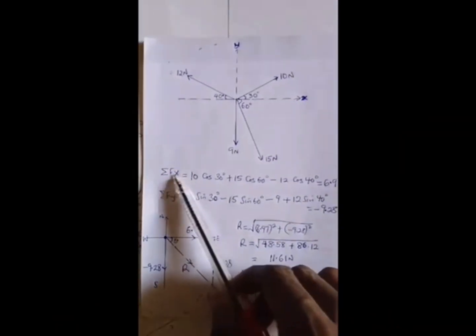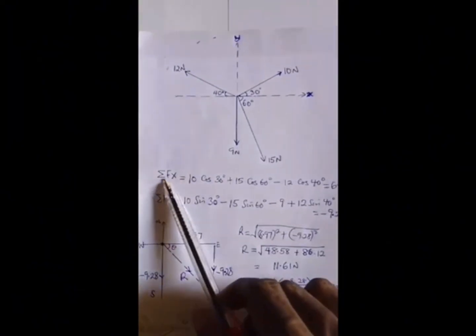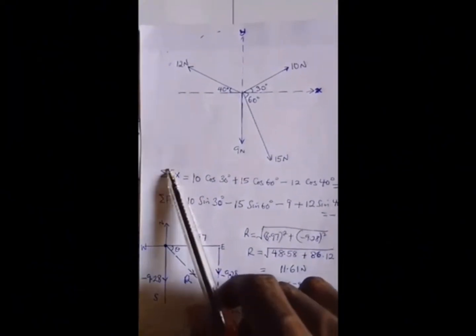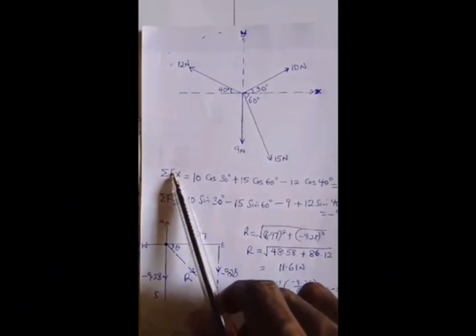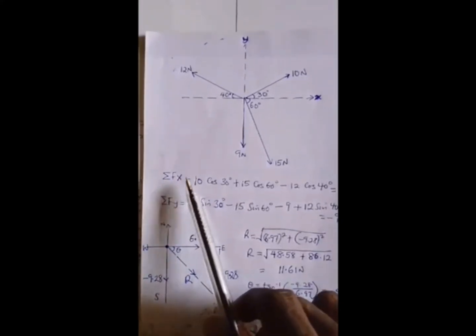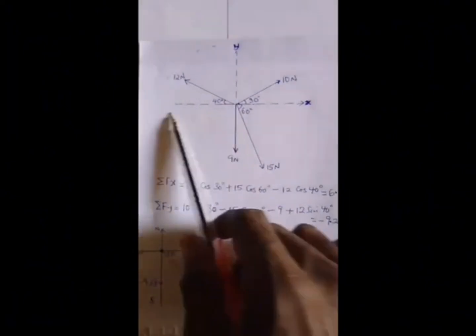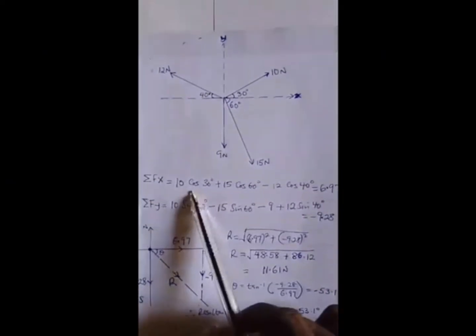All right, so let's get the sum of forces in the horizontal direction. So this symbol means summation. That looks like an E. Summation of the forces in the x direction. That's the horizontal direction. So summation of forces is basically the sum of horizontal components of the forces. So we just said this force is 10 cos 30. So you have 10 cos 30.